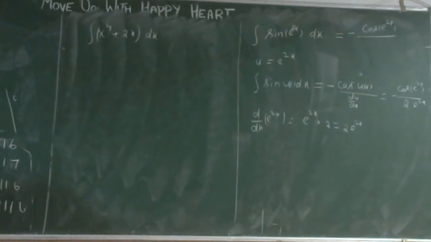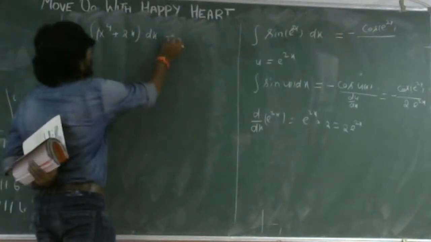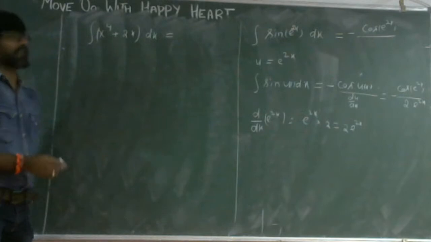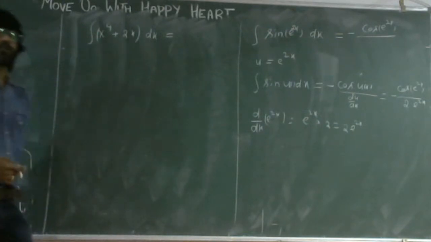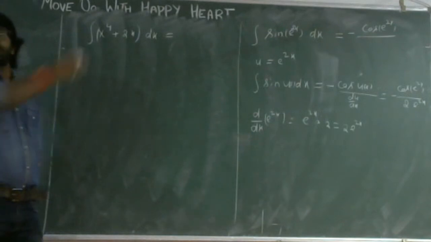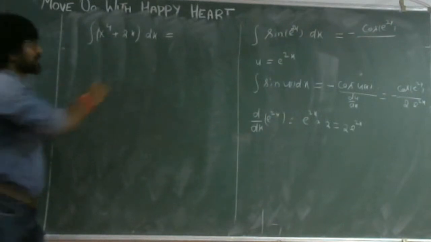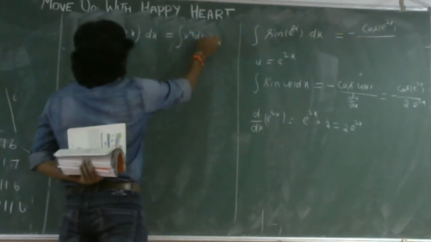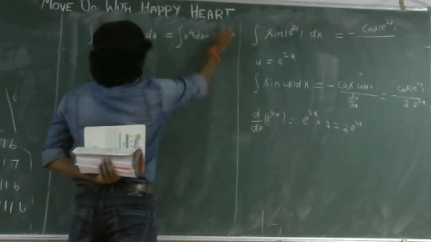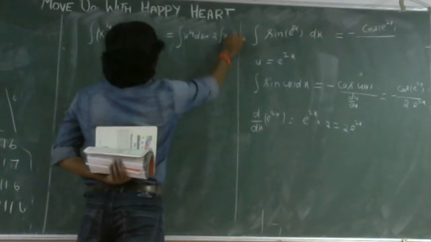Polynomial, so you can apply the power rule. There is no chain rule. If you have a sum of two functions, you apply the sum rule: integral of this plus integral of this. So you can write it as the integral of x power 4 dx plus 2 into the integral of x dx.